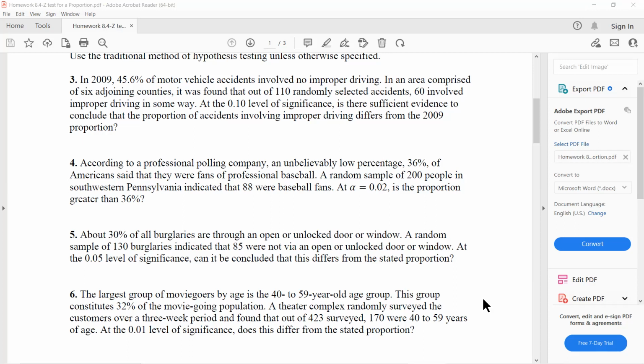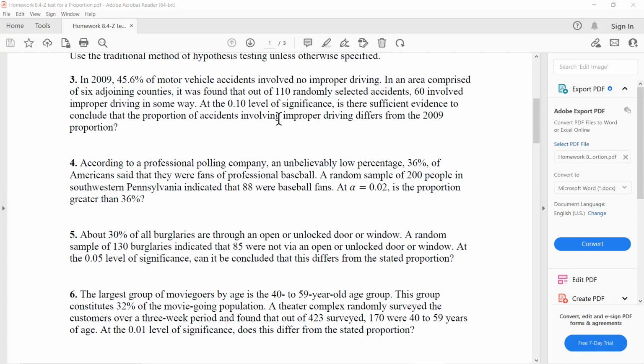It says in 2009, 45.6% of motor vehicle accidents involved no improper driving. In an area comprised of 6 adjoining counties, it was found that out of 110 randomly selected accidents, 60 involved improper driving in some way. Okay, so notice those are different groups of people. That percentage at the top, everybody drove the way they should have. And in the sample, 60 of the 110 were driving wrong, basically. At the 0.10 level of significance, is there sufficient evidence to conclude that the proportion of accidents involving improper driving differs from the 2009 proportion?